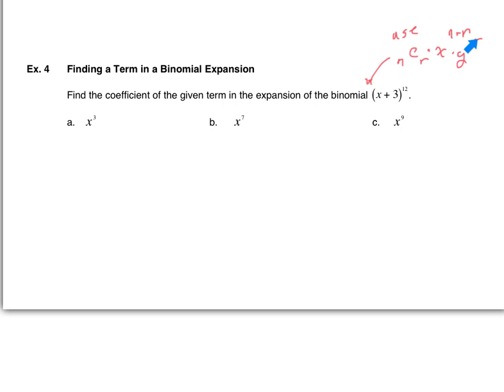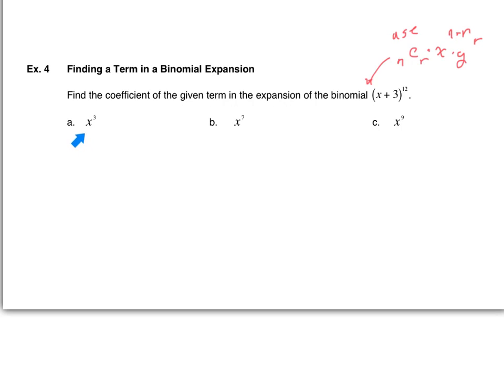And then y to the r power refers to the second term. And in this case, our y is 3. So our second term, 3, we're going to have to raise to some power. What do you know about these two powers here? What do they add up to? The power of the binomial. So the important thing to realize is that those two powers have to add up to, in our case, 12.